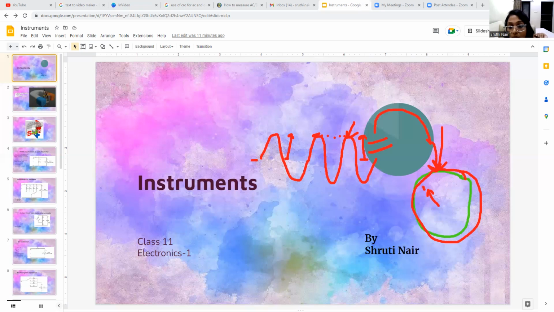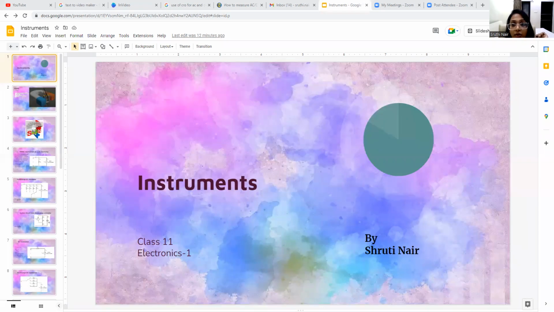If my knob is on 2, अगर मैंने 2 सिलेक्ट किया है तो 2 divisions into 2. If my division is on 5, then it is 2 divisions into 5. 2 into 5, 10 volts. If it is on 2, then 2 into 2, 4 volts, and so on. I hope I have made it clear.